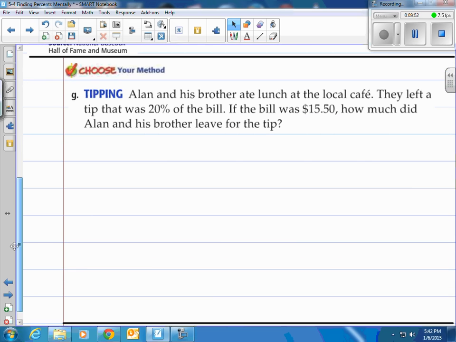All right, how about you give it a shot? Going back to see how you did. Alan and his brother ate lunch at the local cafe. They left a tip that was 20% of the bill. If the bill was $15.50, how much did Alan and his brother leave for the tip? This is going to happen in your life frequently, where you're going to put a tip on top of your bill that you get. In this case, they're talking about 20%.